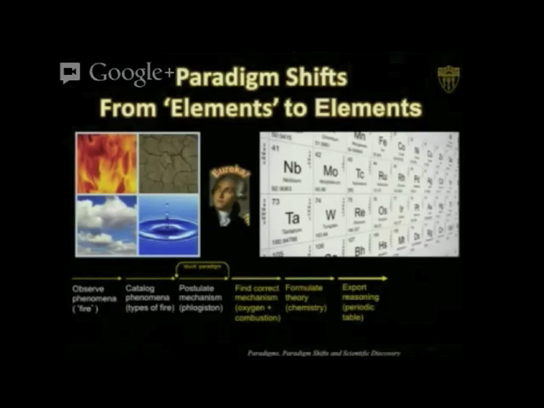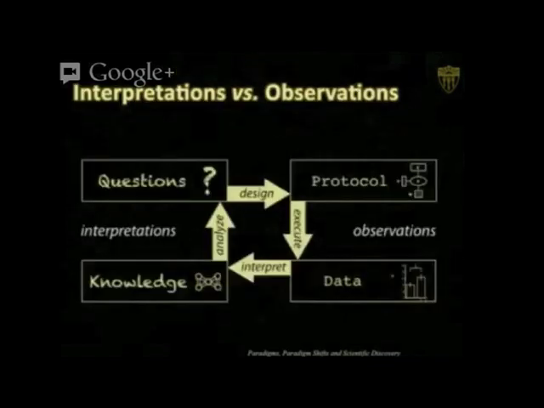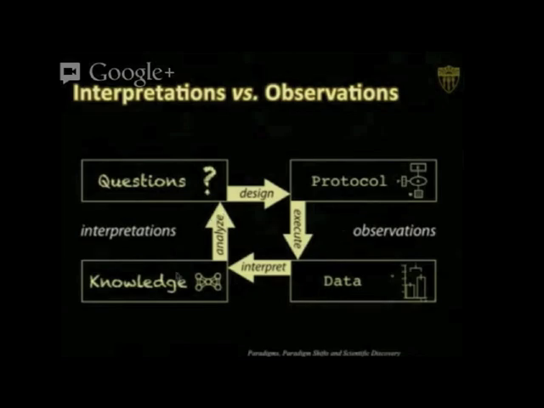And of course, once you've actually got a theoretical framework which you can operate within and work within, then you can develop new technology. You can do anything you like. You can actually build combustion engines. You can cure disease. You can do all sorts of stuff. So one of the important distinctions that I'd like to make about this cyclic process is this distinction between interpretations on the left-hand side and observations on the right.